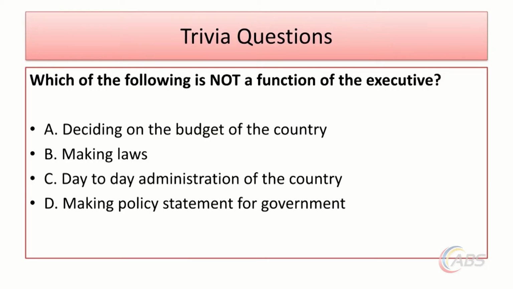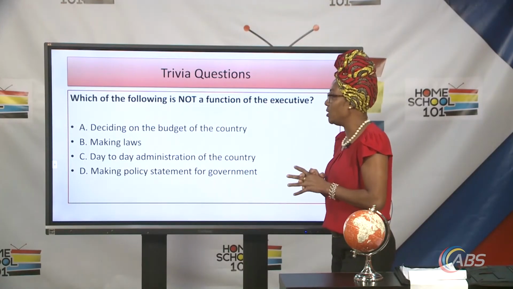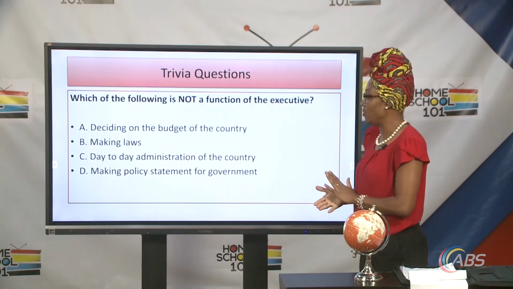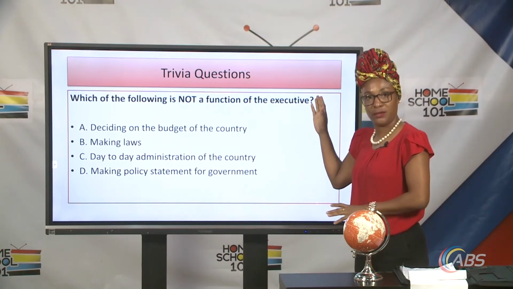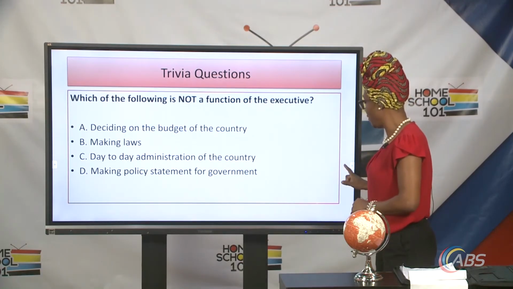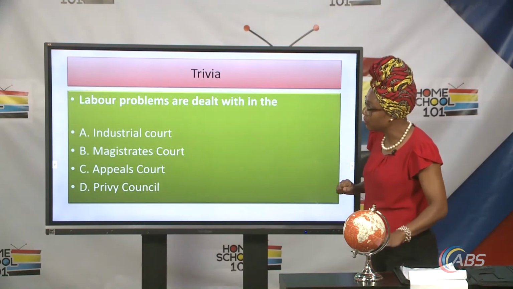You're correct. B, making laws. Making laws is not part of the executive branch. Of course, you know, making laws is part of the legislative branch. Okay? So again, you're correct. Going very well. Let's move on.